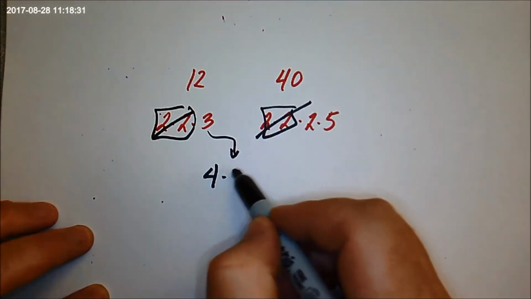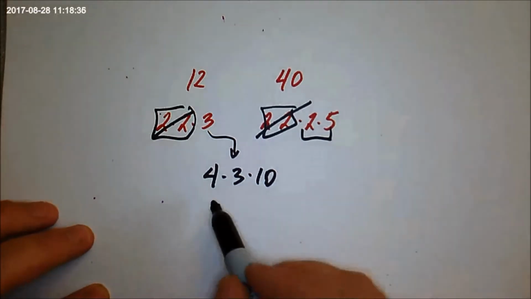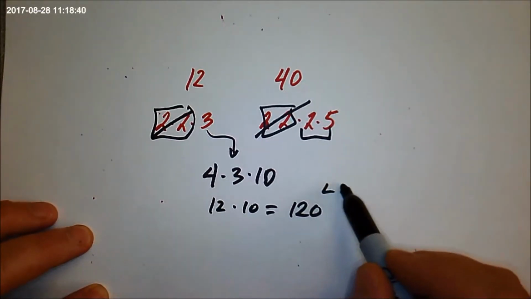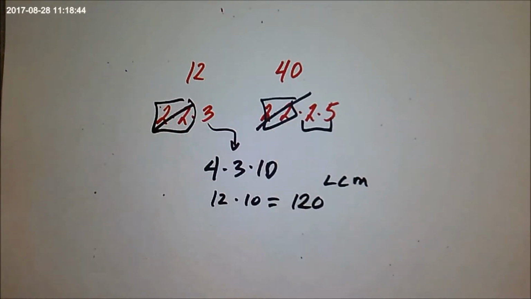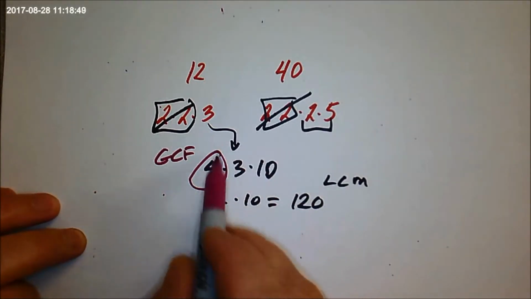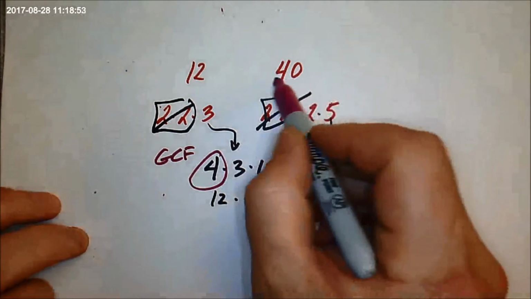Now, the rest of these numbers right here, I need to go ahead and add them to my list. I'm going to go ahead and multiply those as 10. That right there, 12 times 10, is 120. That's my LCM. Do you see? I circled the greatest common factor. It's right here. And when I multiply the greatest common factor with the leftovers, I get my LCM.